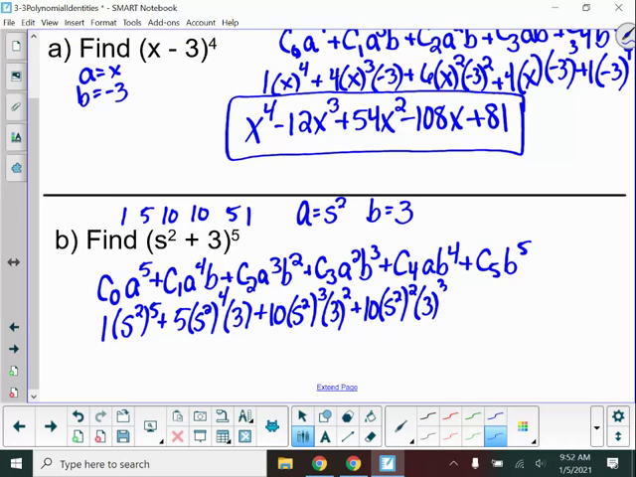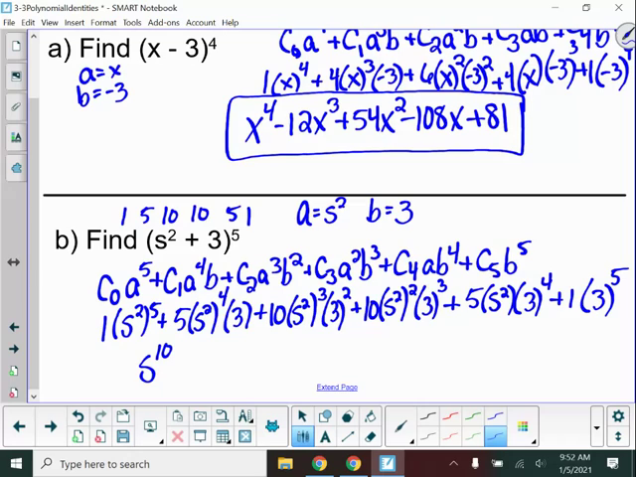The 3 is cubed. Next coefficient, s squared to the first. The 3 is to the fourth. And then the last coefficient, I'm not using the s squared anymore because my a value is gone, but the 3 is then to the fifth power. And then we would go through and simplify that.